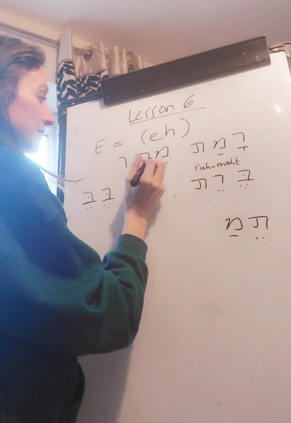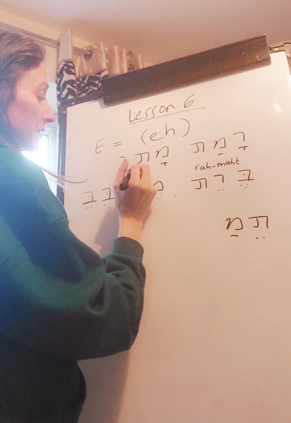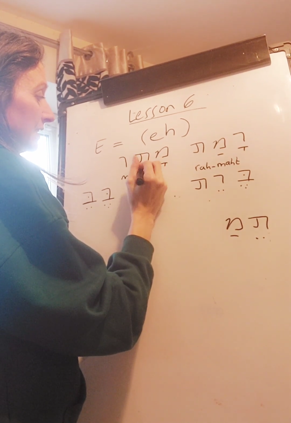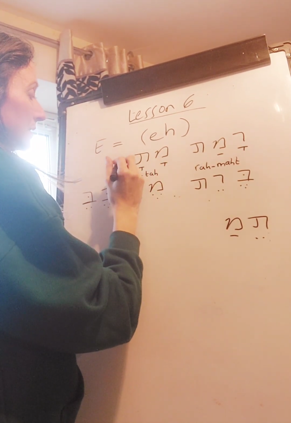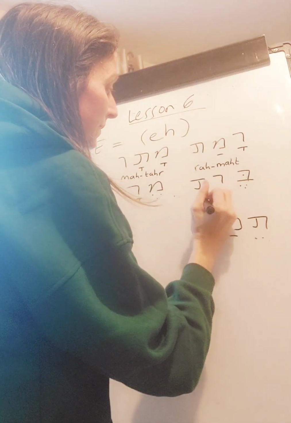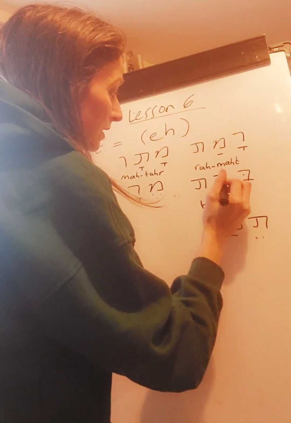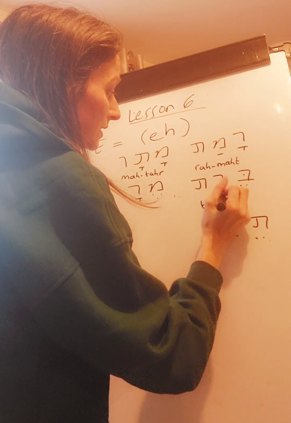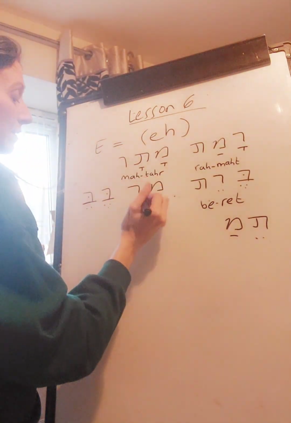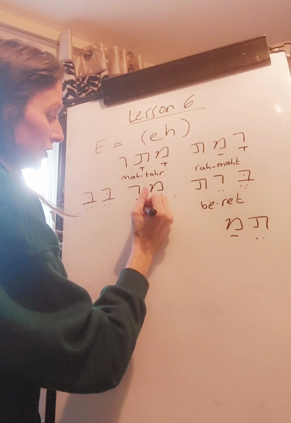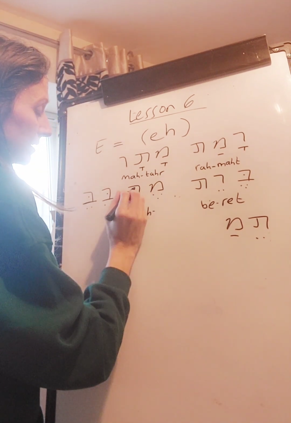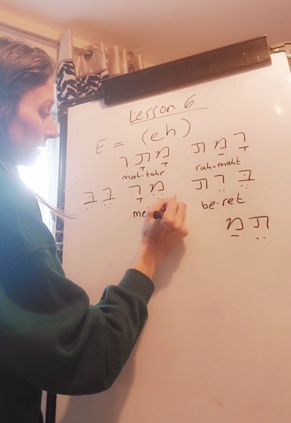The next one would be the M. The T is the A vowel. Ma. This is Tav, T, A vowel. Mata. This one would read as the Bet, so it's Ba, E vowel, R, E vowel, T. Beret. Okay, so you look at the letter first, which is the M, the E vowel underneath, Me, R, and the A vowel, Mera.